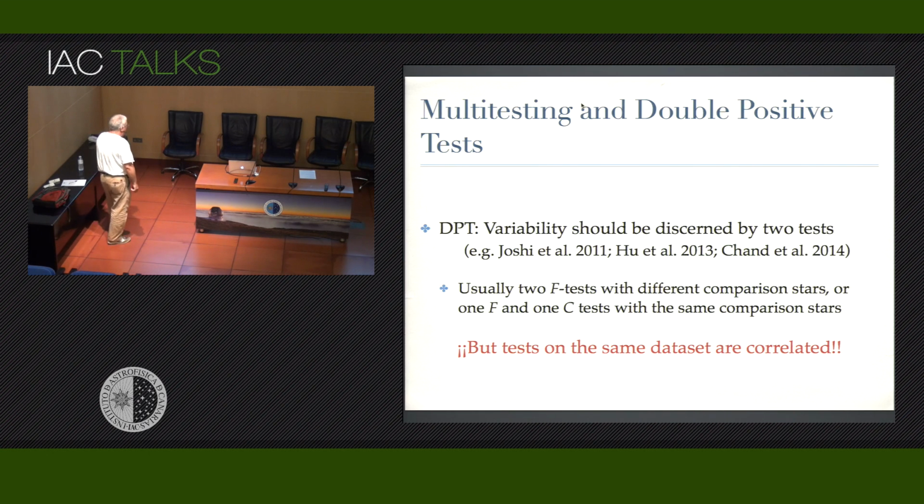And here I will compare this with the techniques that other authors use in the study of microvariability, and particularly these double positive tests, which means that variability should be confirmed by two tests. This was done by José, Hu, and Chand, and usually they use either two F-tests with different comparison stars in the field, or one F-test and one C-test with the same comparison stars. The problem here is that the results of these tests, if you are using the same data sets, are correlated.